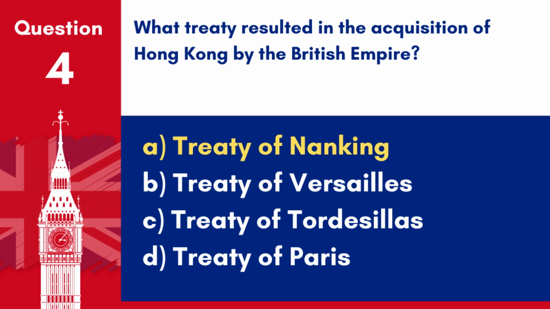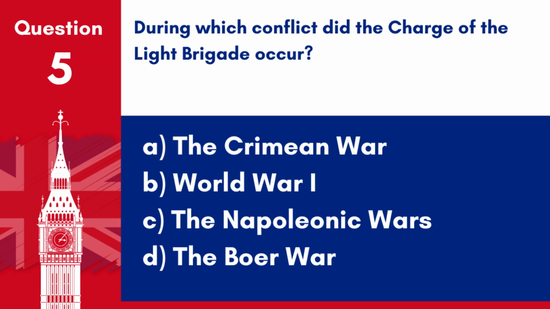Answer: A. Treaty of Nanking. The Treaty of Nanking, signed in 1842, ended the First Opium War and resulted in the cession of Hong Kong to the British Empire. Question 5.